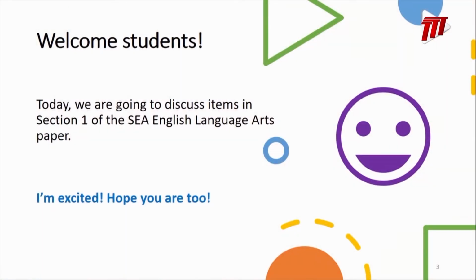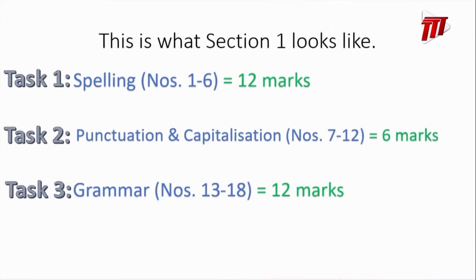So we're looking at Section 1 of the ELA paper, and we want to go through this and ensure that you understand exactly what we are doing and what you have to do as well. Are you excited? Remember, the section has three tasks for you to complete: spelling, punctuation and capitalization, and grammar. The three tasks total 30 marks. You want to get all of those marks. So let's go through each task and ensure that you clearly understand what you have to do.